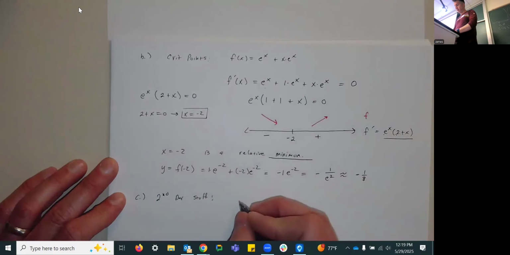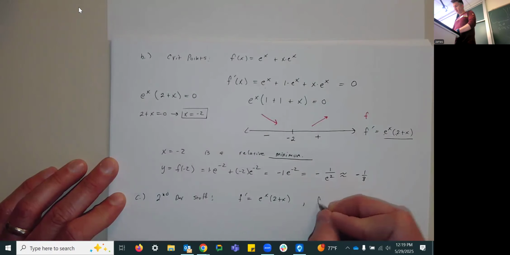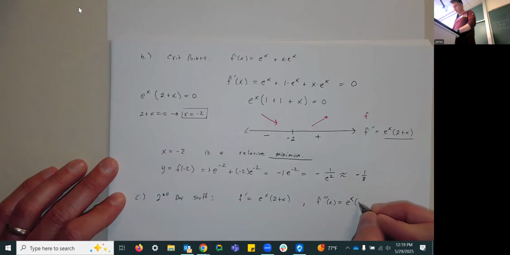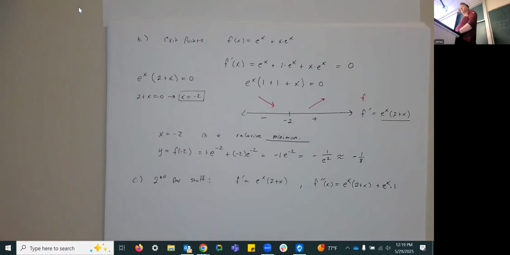So my first derivative is e to the x times 2 plus x. My second derivative, I'm going to use the product rule. So it's the derivative of e to the x times 2 plus x, plus leave e to the x alone and multiply by the derivative of 2 plus x, which is 1. Again, we factor out the e to the x. By the way, when you have ones like this, you almost are always able to factor out an e to the x or an e to the negative x if it's e to the negative x.